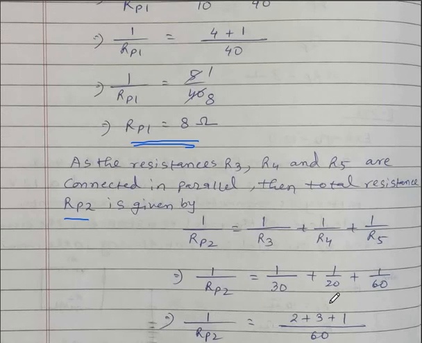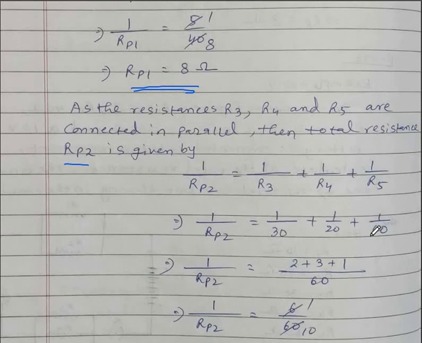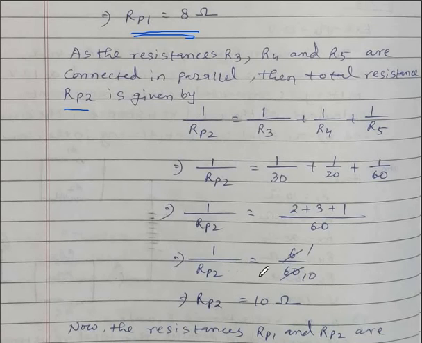Put all the values: 1 by 30 plus 1 by 20 plus 1 by 60. LCM comes out 60. 30 into 2 is 60, so 2; 20 into 3 is 60, so 3; 60 into 1 is 60, so 1. So 1 by RP2 equals addition 6 by 60, that is 1 by 10. Do the cross multiplication. RP2 is equal to 10 ohm. So for the first parallel connection, combined resistance we got 8 ohm. For the second parallel connection, equivalent resistance we got 10 ohm.